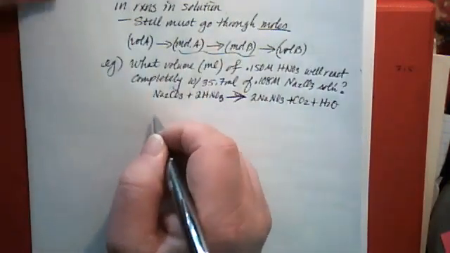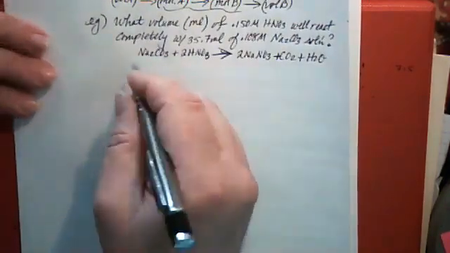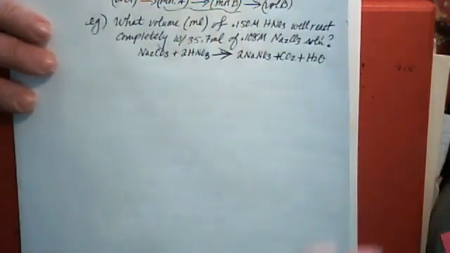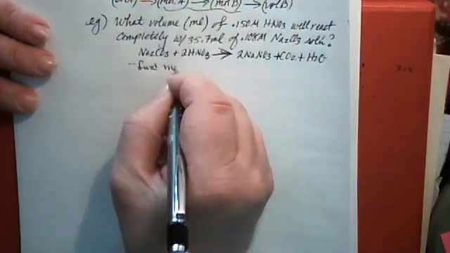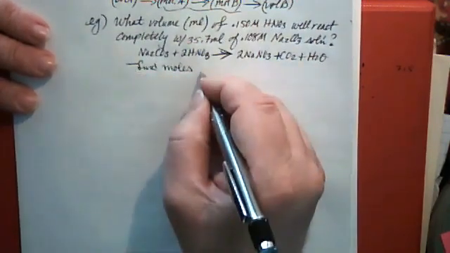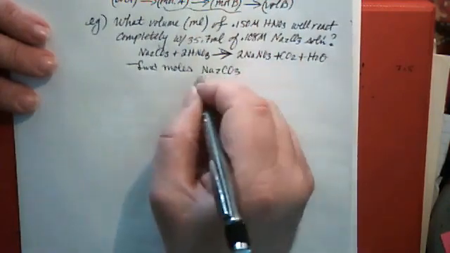Okay, so we've got our reaction here. And in order to find the answer, we first have to go through moles. So the first thing we need to do is take the thing where we know both the molarity and the volume and find moles of that thing. So we first want to find moles of Na2CO3. The moles of Na2CO3 is going to be the molarity times the volume.